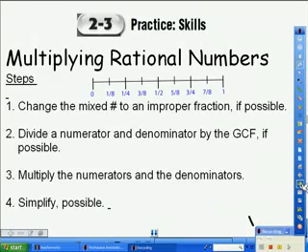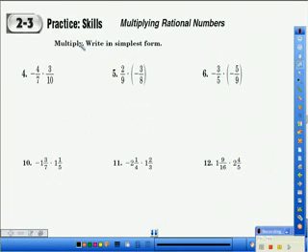Let's look at today's lesson. Multiply, write in the simplest form. The first thing we said, look to see if you can cancel something, and if so, please feel free to do that. We can find the GCF for 4 and 10. This is number 4 in your practice skills book. For 4 and 10, it is 2. So 2 into 4 is 2, and 2 into 10 is 5.